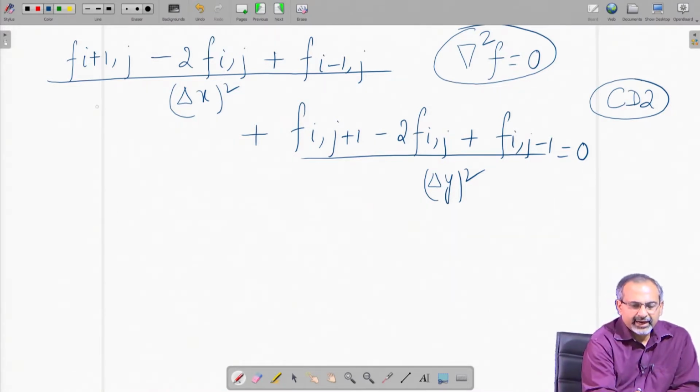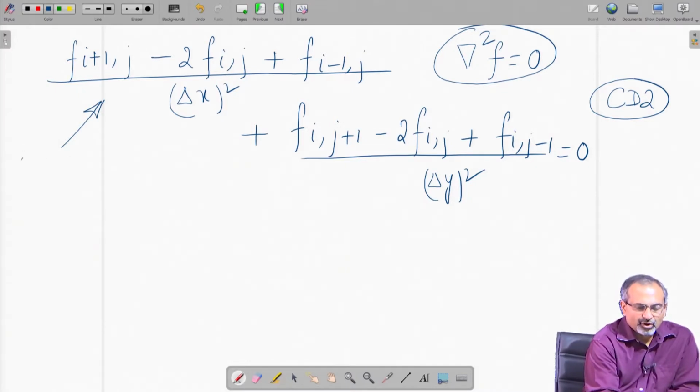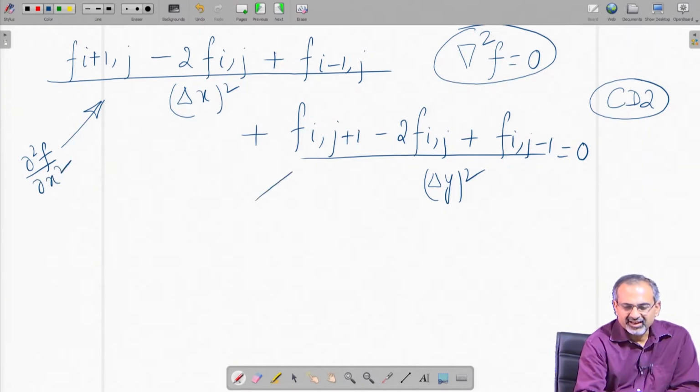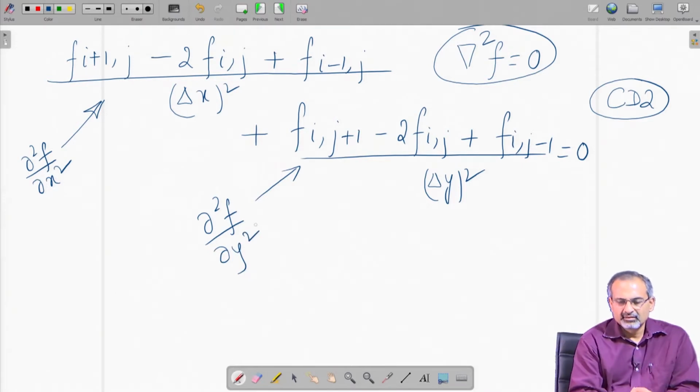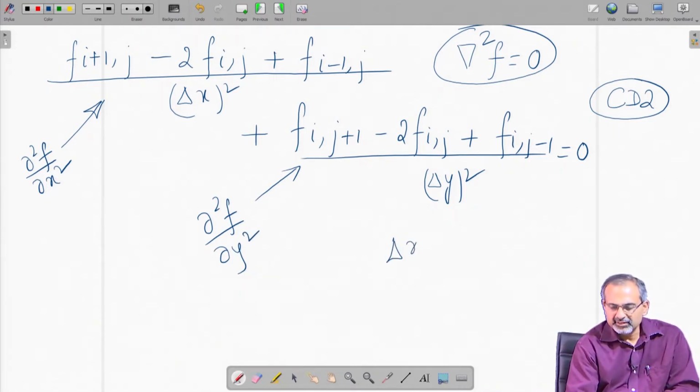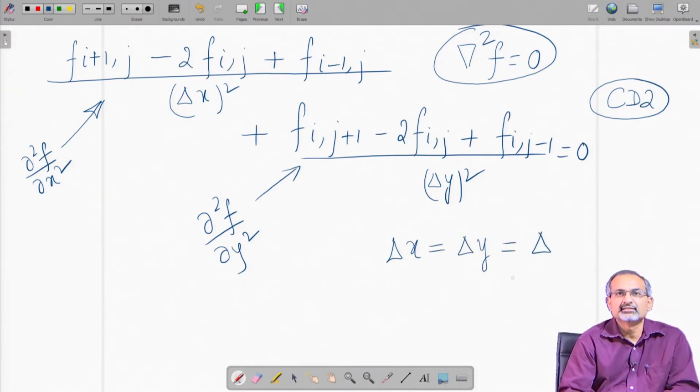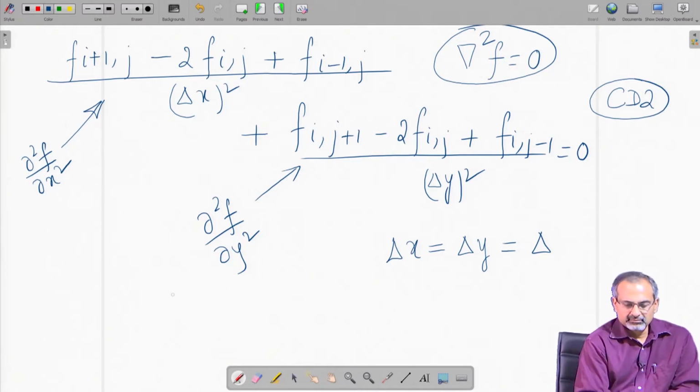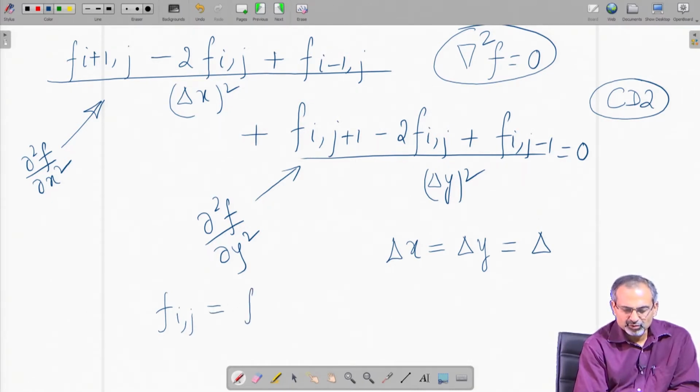So, we finally had a CD2 finite difference expression for the second derivative of f with respect to x and second derivative of f with respect to y. And we further said that if we were considering equal grid spacing along the two directions x and y, then this would give rise to a significantly simplified expression which looks like this.